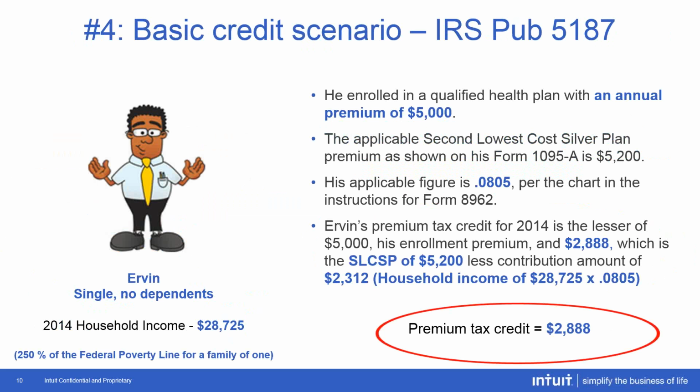Okay, next we're going to go to the premium tax credit. Use case number 4 is the basic credit scenario. And we took that from IRS publication 5187.